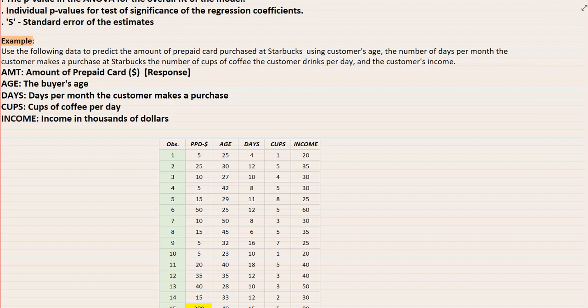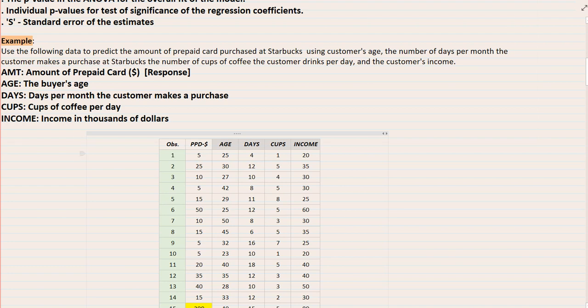And we're going to use the customer's age, the number of days per month the customer makes a purchase at the Starbucks, and the number of cups of coffee the customer drinks per day. And finally, the customer's income. So we have 4 independent variables here: age, days, cups, and income.